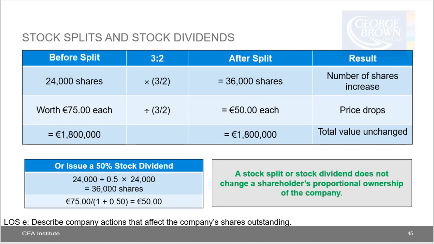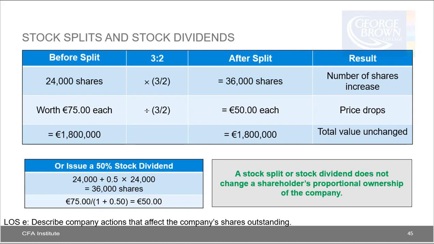So by doing a stock split, you'll increase the number of shares outstanding, you'll decrease the price, and you'll increase liquidity. That's the theory, okay? So a stock split or stock dividend will have the effect of lowering a company's stock price, making the stock more affordable to investors, improving liquidity.